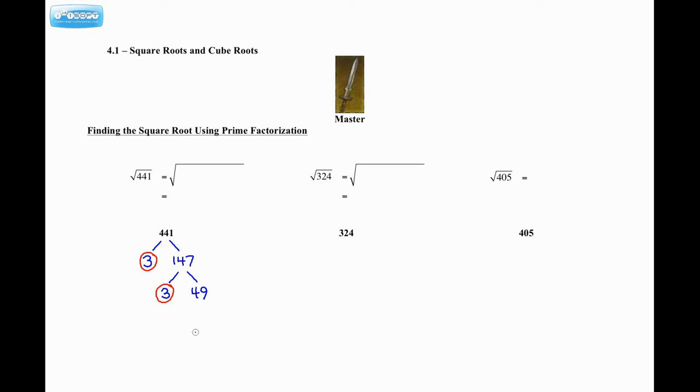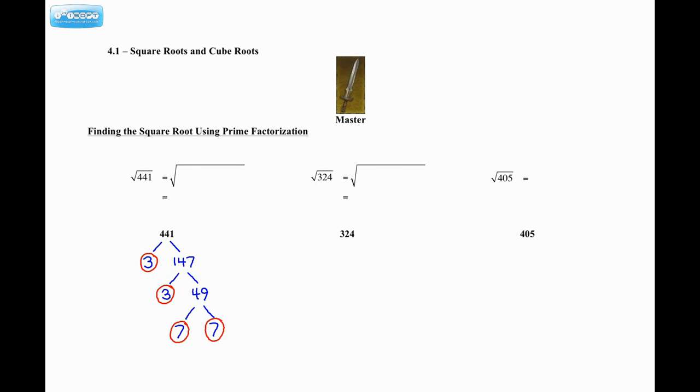How do you break down 49? Well, you should know your times tables. I would expect you to know that 49 is 7 times 7. And 7 is also prime. Okay. So this number has been completely broken down. It is done. So this means 441 can be expressed as 3 times 3 times 7 times 7.